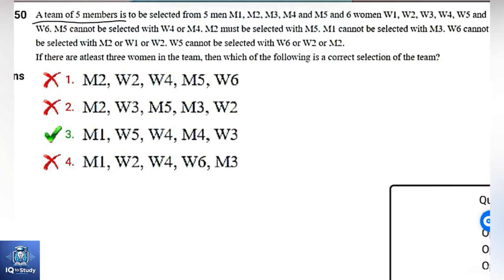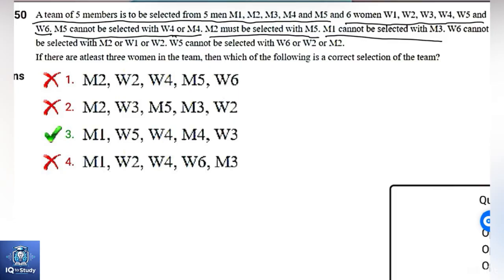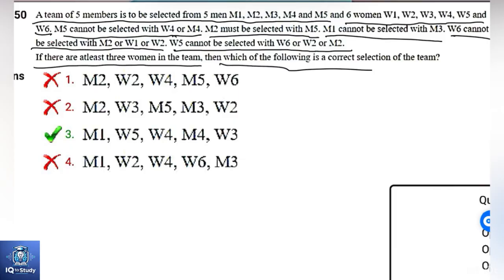A team of 5 members is to be selected from 5 men M1, M2, M3, M4 and M5 and 6 women W1, W2, W3, W4, W5 and W6. M5 cannot be selected with W4 or M4. M2 must be selected with M5. M1 cannot be selected with M3. W6 cannot be selected with M2 or W1 or W2. W5 cannot be selected with W6 or W2 or M2. If there are at least 3 women in the team, then which of the following is the correct selection of the team?